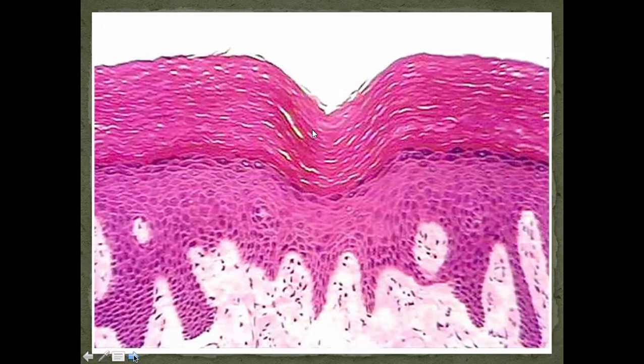Then, ano pa? Keratinized. Okay, very good. Stratified because multi-layer. Squamous kasi at the apical surface flattened. Then, you have keratin materials at the top. So this is stratified squamous keratinizing epithelium.